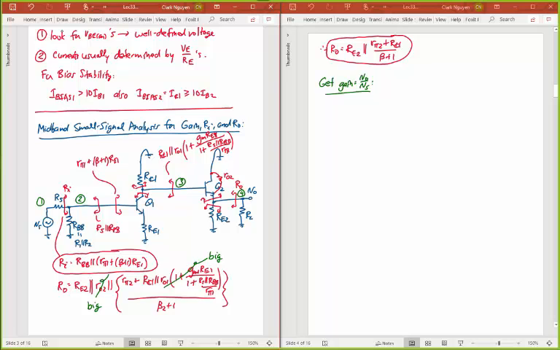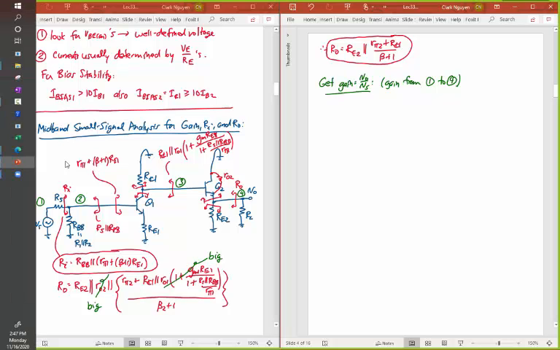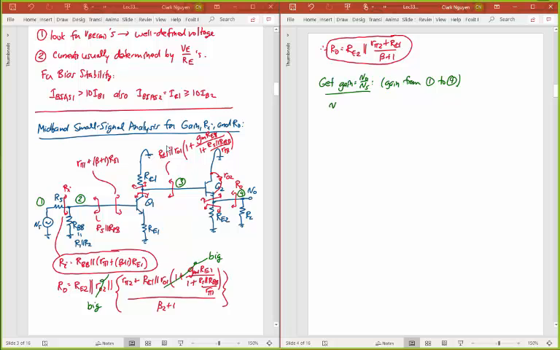And so to get this gain, and so this is gain from node 1 to node 4. Okay? And so to get that gain, I've got to get the gain in stages here. Right? I can write out that V out over Vs is going to be equal to the gain from node 1 to node 2, from node 2 to node 3, and then times the gain from node 3 to node 4. Right? So I'm basically going to get each of those gains, and I'm going to multiply them together.